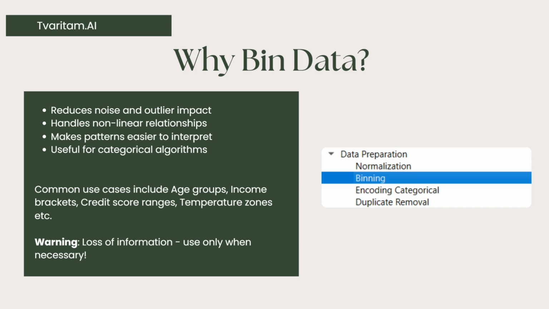This can reduce noise. It can also reduce the impact of outliers. It is useful to handle non-linear relationships. Obviously it makes things easier to interpret, and it is useful for categorical algorithms, those where the prediction is categorical or that work better on categorical columns. Common use cases could be grouping of age, income brackets into low, middle, high, credit score ranges into good, average, bad, temperature zones, temperate zones, warm zones, right? So this is how binning can be utilized in machine learning.